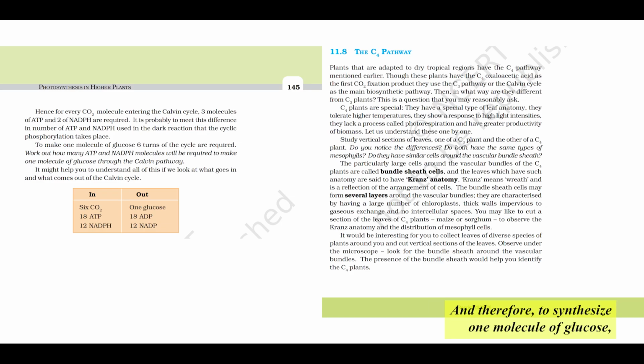And therefore, to synthesize 1 molecule of glucose, which requires fixing 6 CO2 molecules, the total for 1 glucose is 18 molecules of ATP, that is 6 turns by 3 ATP, and 12 molecules of NADPH, 6 turns by 2 NADPH per turn. Notice the ratio, 3 ATP to 2 NADPH per CO2 fixed. This higher ATP requirement is one reason why cyclic photophosphorylation, which only makes ATP, is important. It helps provide that extra ATP needed to keep the cycle balanced.